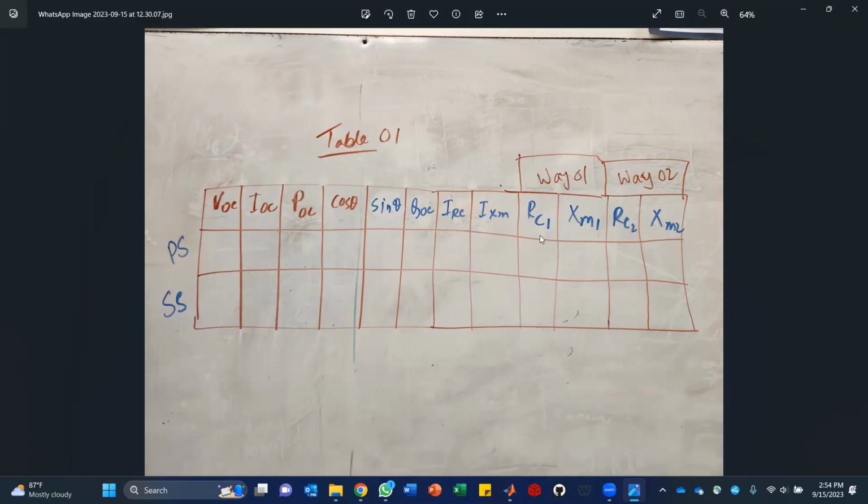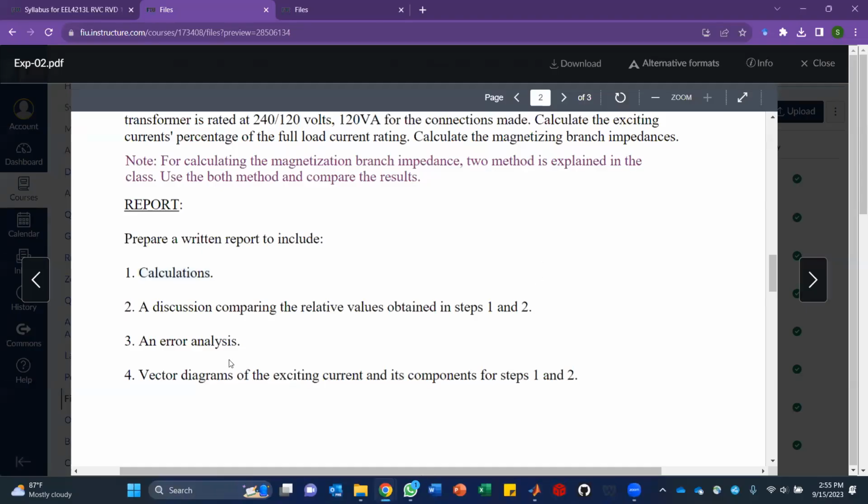So for instance, RC1 of case 1 and case 2 will be totally different. You need to identify why that is. You need to write in your report why there are different values. So why those are different. You need to write an error analysis, and you need to draw a vector diagram.